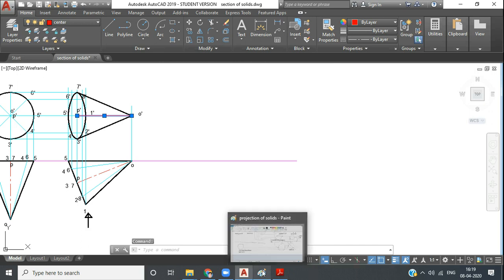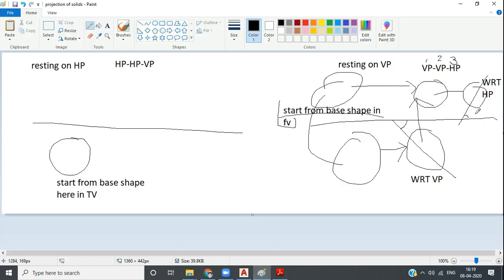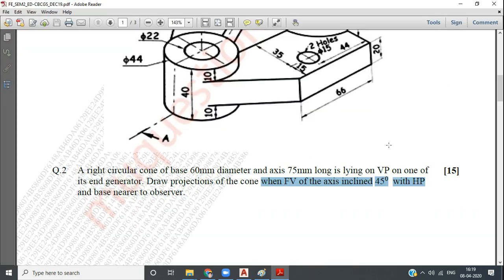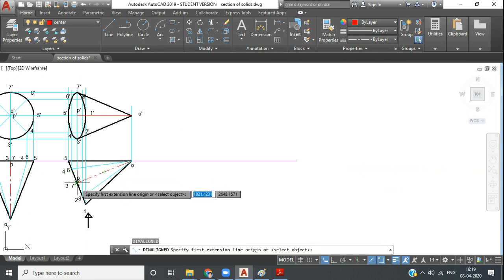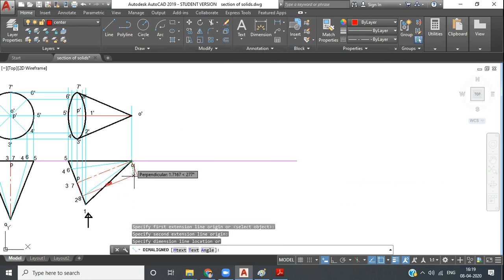Inclination with HP means above XY. So 45 degrees with respect to HP is your front view of the axis. This is very important: when the front view of the axis is inclined. In yesterday's numerical, they said the axis was inclined. Here the front view of the axis is inclined, and what I am getting here is the front view of the axis. This is not the true length of the axis. For your convenience I will mark this as TL of axis.